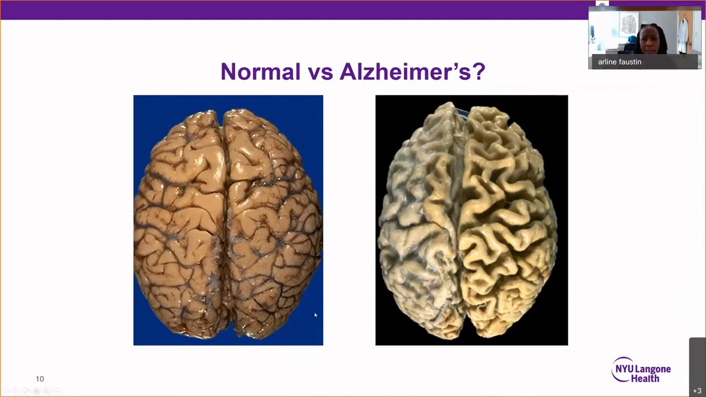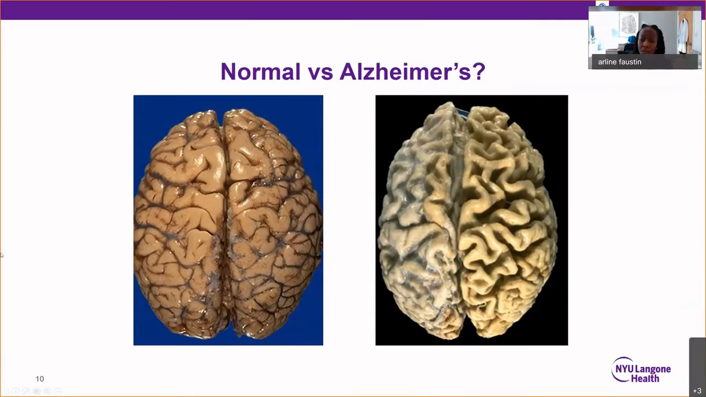The normal brain weight is usually anywhere between 1250 to 1450 grams. Okay, so here in the Alzheimer's brain, it could be anywhere from 1050 or less. I've had brains as small as 800 grams. Now that's a very big difference from a really healthy 1300 gram brain.